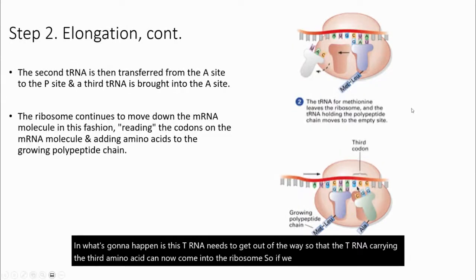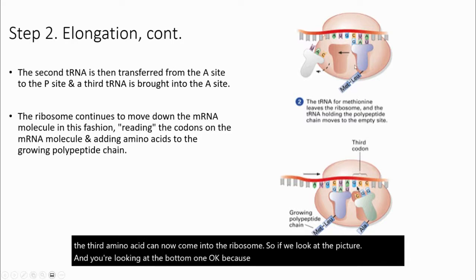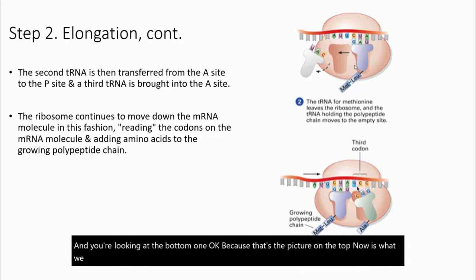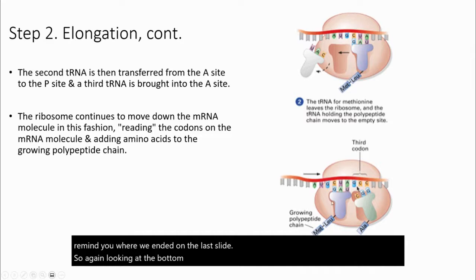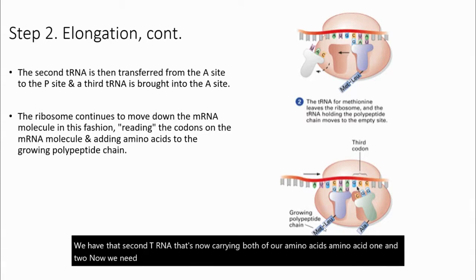So if we look at the picture, and you're looking at the bottom one, because the picture on the top now is what we just saw on the bottom of the previous slide. It's just there again to remind you where we ended on the last slide. So now, looking at the bottom picture, we have that second tRNA that's now carrying both of our amino acids, amino acid 1 and 2. Now we need amino acid number 3 to come in. So here comes that tRNA carrying the next amino acid.